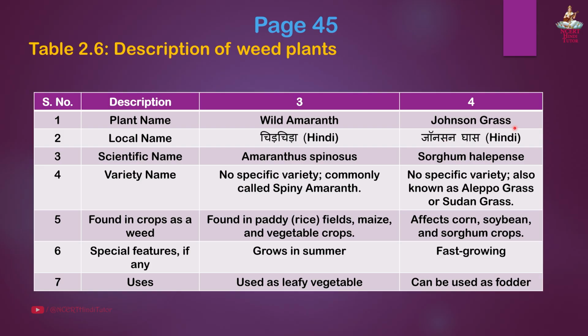Next, Johnson grass. Local name Johnson ghaas, Hindi. Scientific name Sorghum halepense. Variety name: no specific variety. Also known as Aleppo grass or Sudan grass. Found in crops as a weed, affects corn, soybean and sorghum crops. Special features: fast growing. Uses: can be used as fodder.